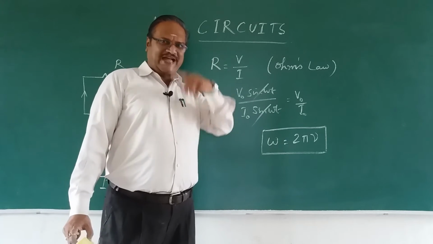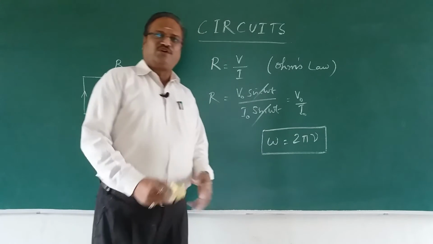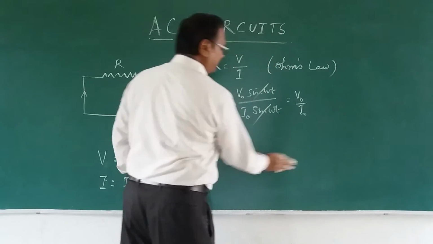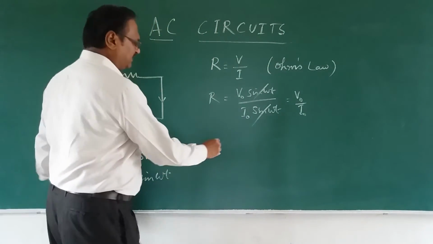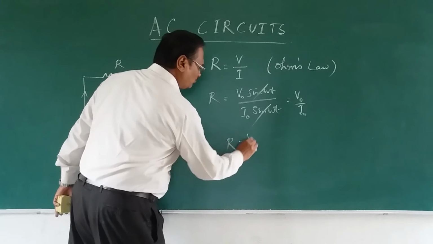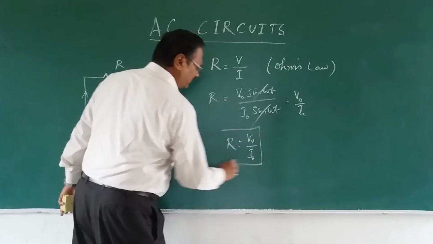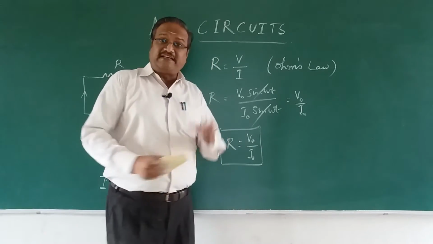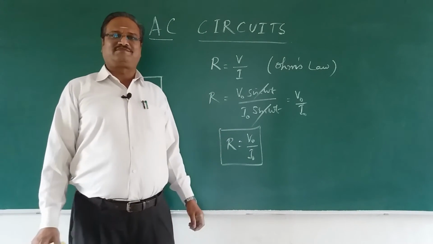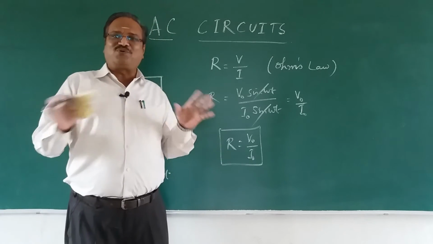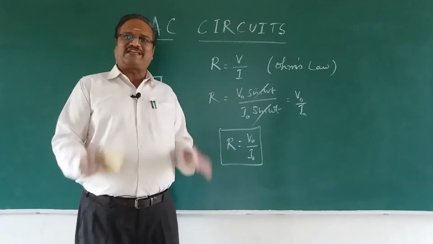360 degree angle, we are talking about nu. Nu is the frequency. Frequency is 1 upon time period. So, keep it in mind here, resistance is equal to V naught upon I naught or V by I RMS value. Does it depend on the time, the resistor? No, it does not depend on the time.